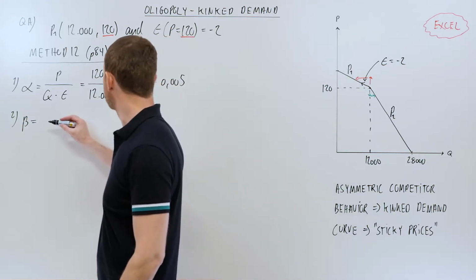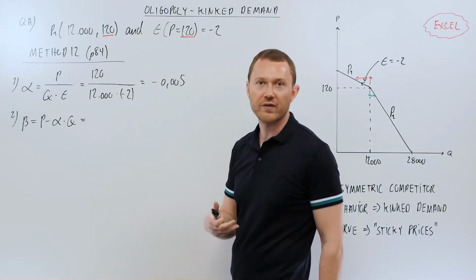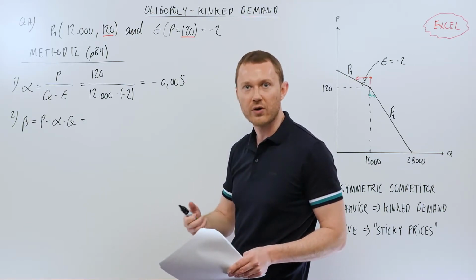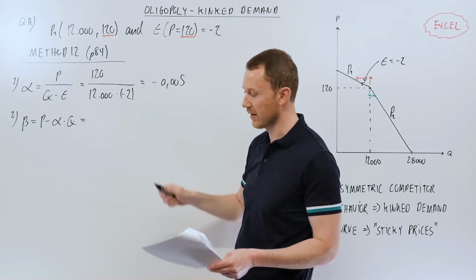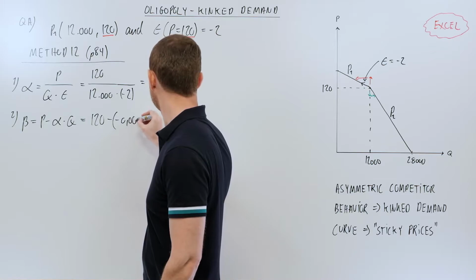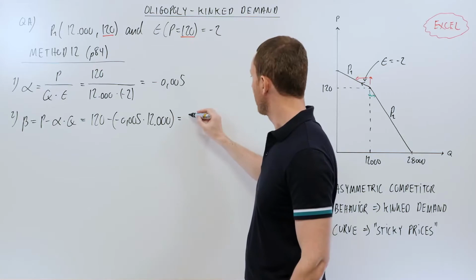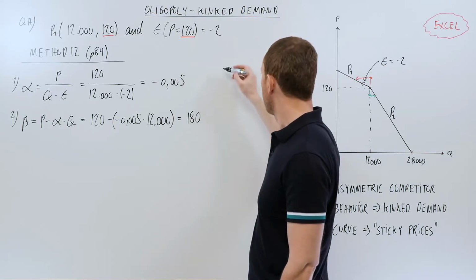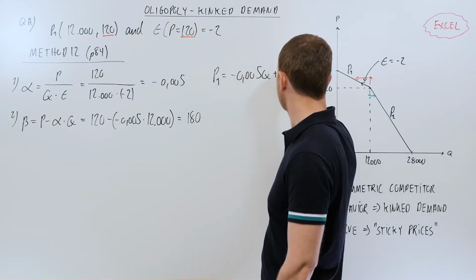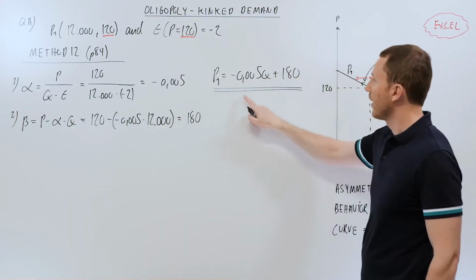So from there we use the normal function, which is p minus alpha times q. This is the normal function for deriving the intercept in a linear function where you know a point and a slope. So it says 120 minus 0.005 times 12,000, which gives 180. So our P1 is minus 0.005 Q plus 180. So this is our P function.